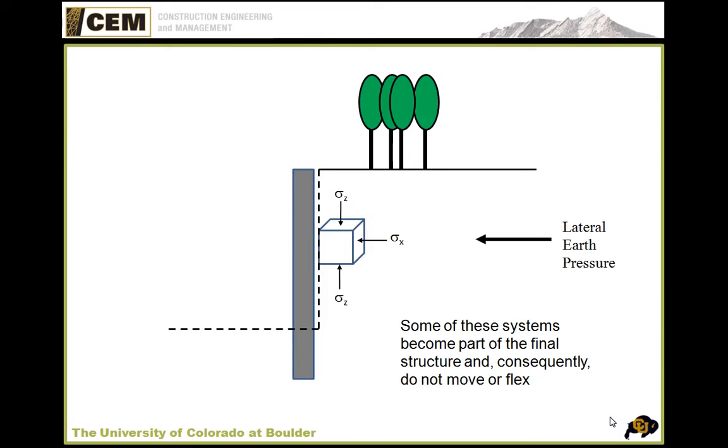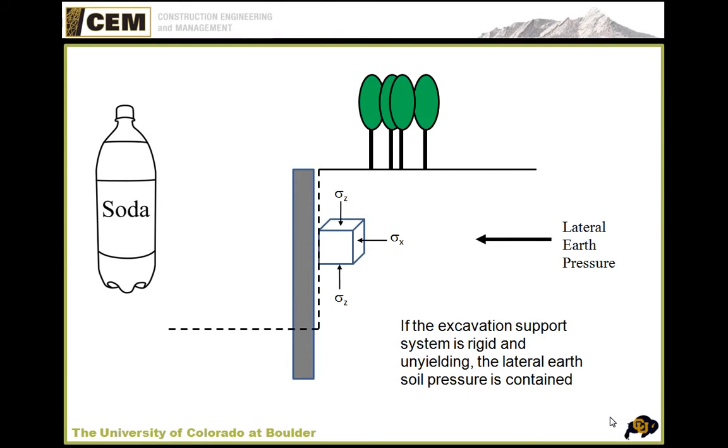If we don't allow the wall to move or flex, if it's rigid and unyielding, we have that soil pressure contained. I like to use an analogy of a bottle of soda that's under pressure, where we haven't twisted the cap yet, but we also haven't added additional squeezing to that bottle. It's just at the condition that exists naturally. Soda's not natural, but you get the idea, where we have that lateral pressure. We insert the wall, and that lateral pressure stays. This is what we call the at-rest condition.